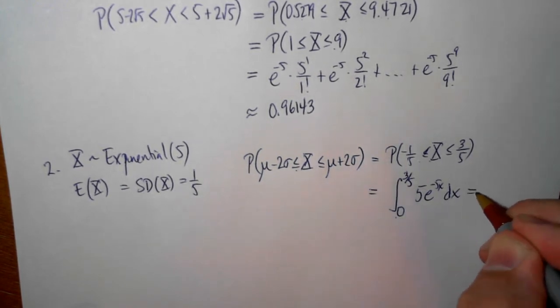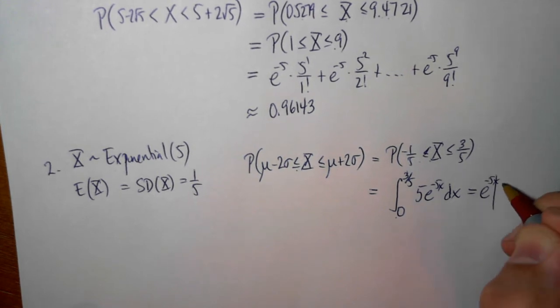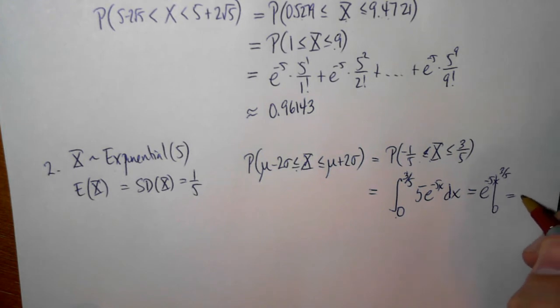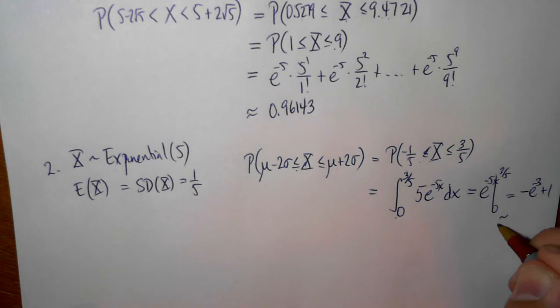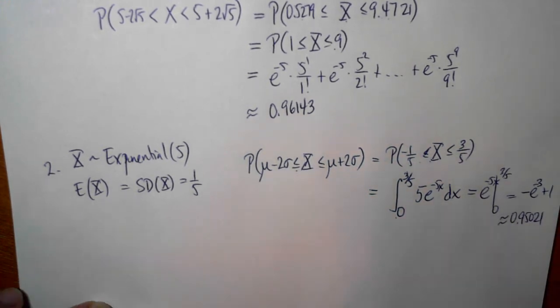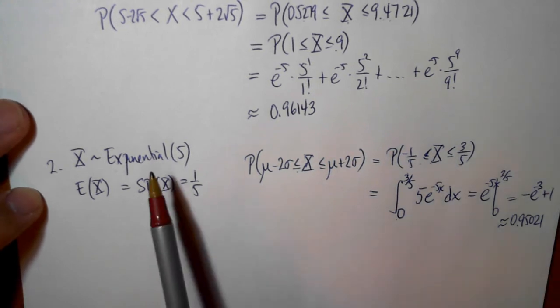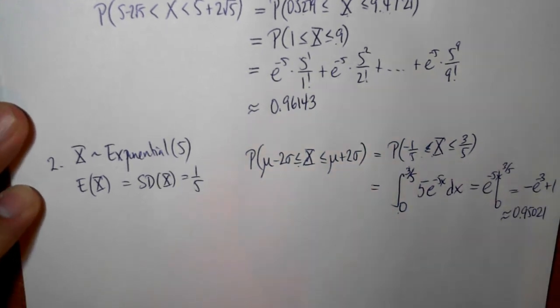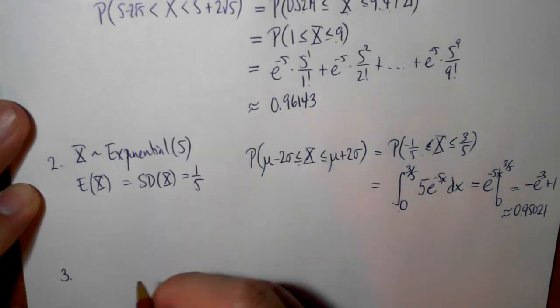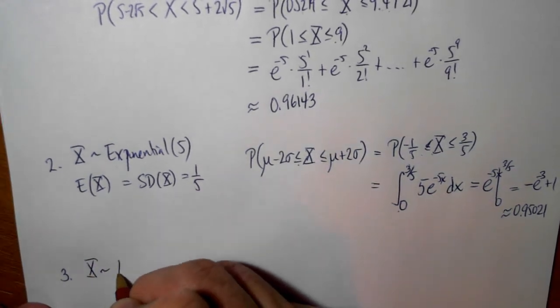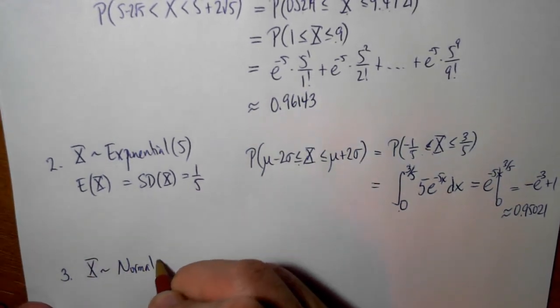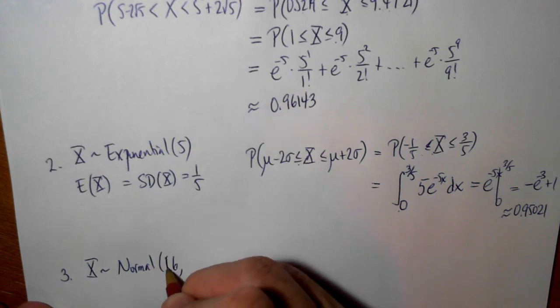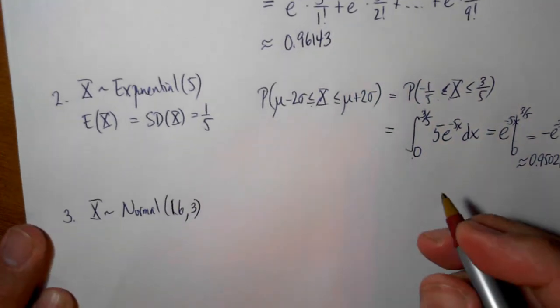And so that is equal to e to the minus 5x from 3/5 to 0. So that's negative e to the minus 3 plus 1, which is approximately equal to 0.59021. So that is the solution if it's exponential. For part C, or part 3, suppose that x is now normal with parameters mean 16 and standard deviation 3.